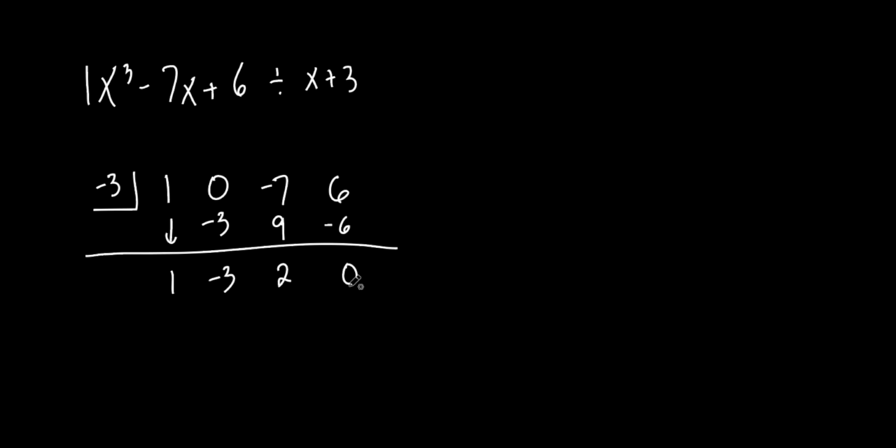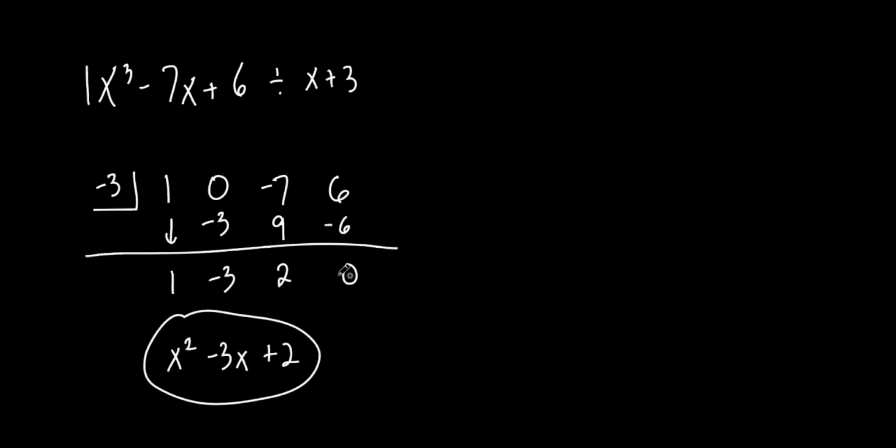So what is this? This is our remainder. That's our constant. That's our x. And this is our x squared. So it's 1x squared minus 3x plus 2. You don't have to put anything for the remainder because it's 0. And that's your answer. So how many times does this go into this? It goes x squared minus 3x plus 2 times. There you go. Again, that's called synthetic division. All right?